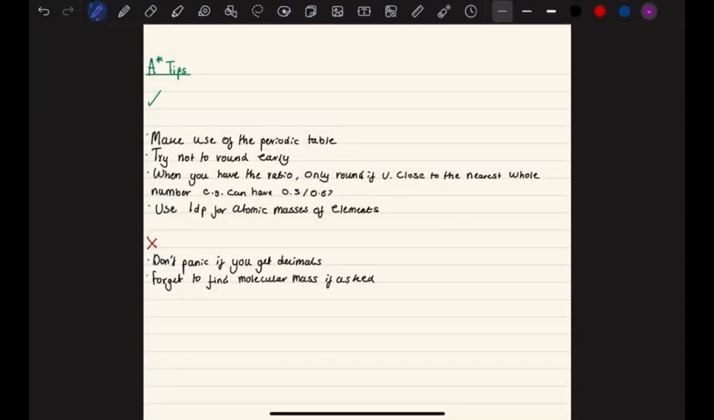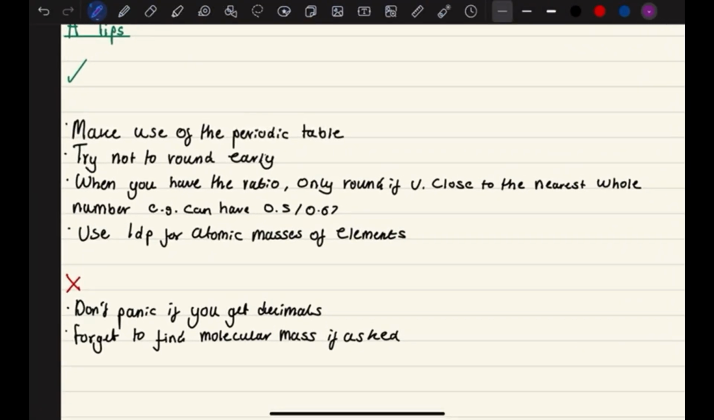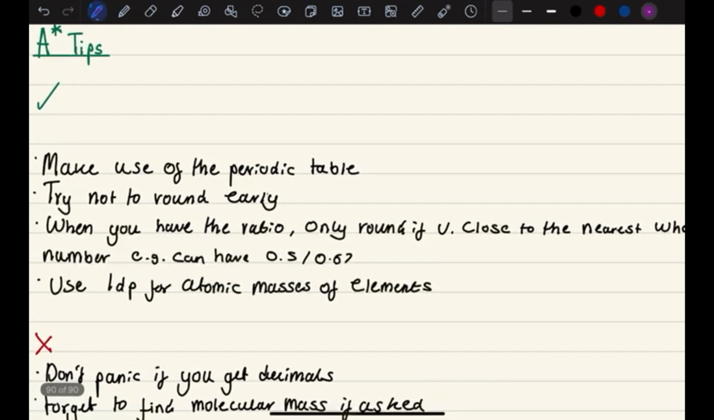Okay, and now to round it all off, we're going to look at our A-star tips. What do I think we should do in this topic? Guys, use the periodic table, please. Literally, it's there on your data sheet. It's there for you to use to help you. Just use it. Look at the mass numbers that they're going to want you to use. If they don't want you to use the ones in the periodic table, they will specify it in the question.